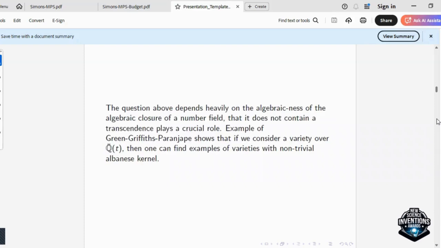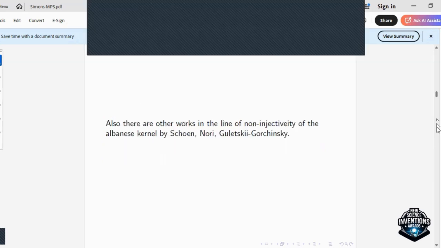The question above depends heavily on the algebraicness of the algebraic closure of the number field, and it does not contain a transcendence. If it contains transcendence, there are examples. For example, Green, Griffiths, and Paranjape show that if we consider a variety over the algebraic closure of Q and take one transcendental variable, then we can find some varieties with non-trivial Albanese kernel. That is, there is something in the kernel and the map is not injective. Also, there are other works in the line of non-injectivity of the Albanese kernel by Schoen, Nori, and Gulecki-Gorchinskiy.